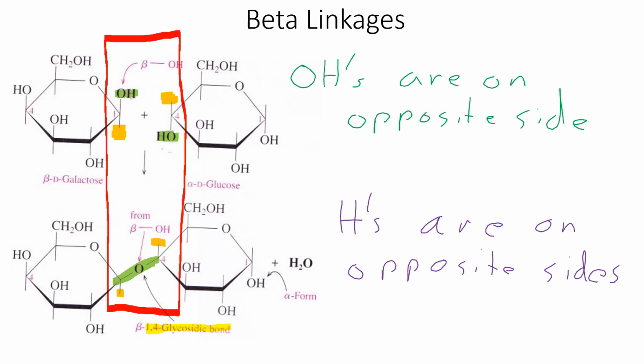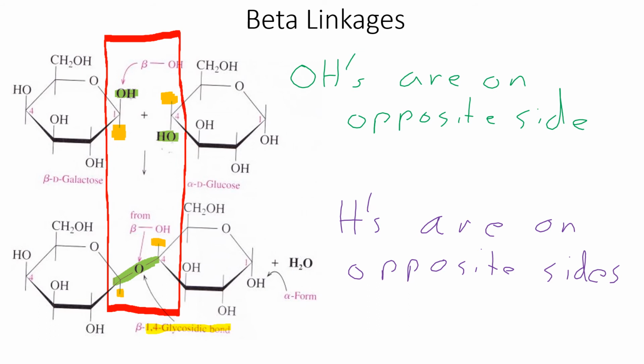So in the alpha linkages we talked about previously, you want to think about things on the same side, both up or both down, whether you're talking about the OHs or the hydrogens. For beta linkages, you always have things on opposite sides. The OHs are on opposite sides, highlighted in green here. The hydrogens are on opposite sides, highlighted in orange. And this difference is very, very subtle, especially when we're looking at it in a flat 2-dimensional drawing.